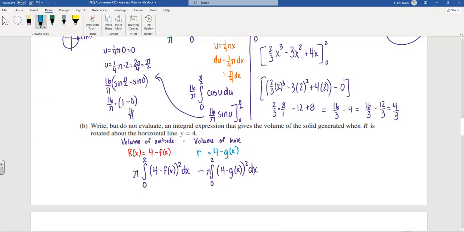But yeah, I think that would be okay. If you have specified what they are, and then you just do pi integral from 0 to 2 of capital R of x squared minus pi integral 0 to 2 of lowercase r of x squared. I think that would work.